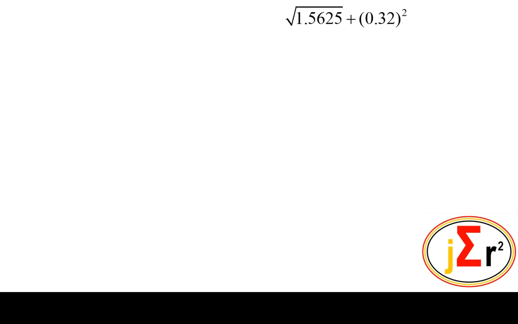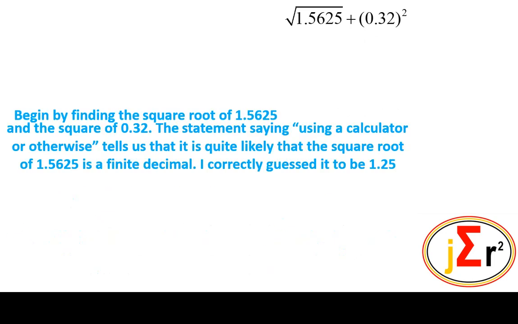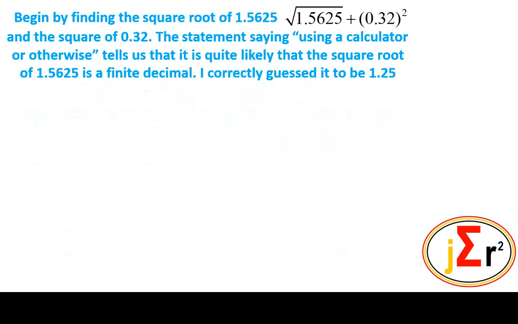We are required to find the exact value of that arithmetic expression. And we are given the instruction that we may use a calculator or otherwise. What it means to use a calculator or otherwise, the affirmative way is by making use of a calculator. But otherwise means that the problem can be solved otherwise.